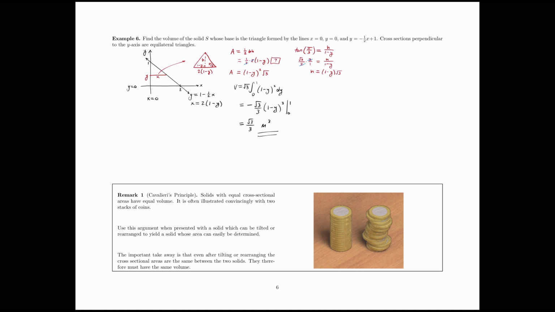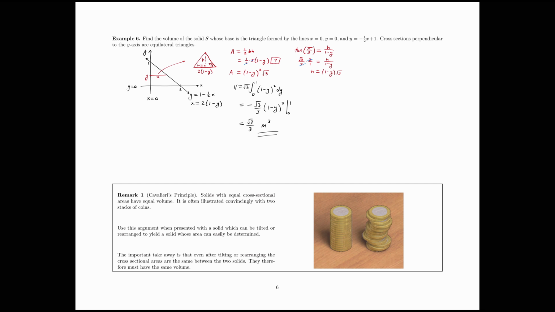A quick note on Cavalieri's principle. So this principle says that effectively, if all of your cross sections have the same volume, then it doesn't matter if you shift any one of the cross sections around, the net volume is still the same.